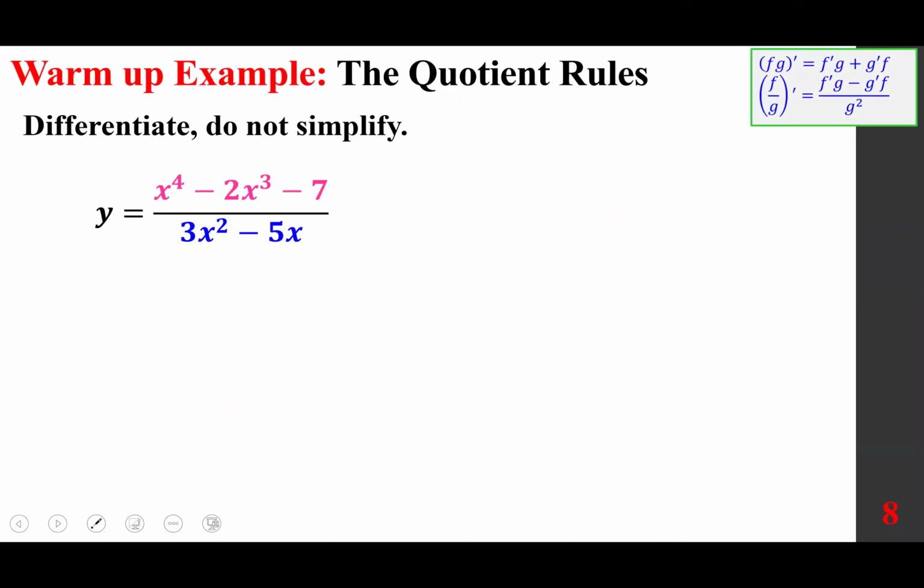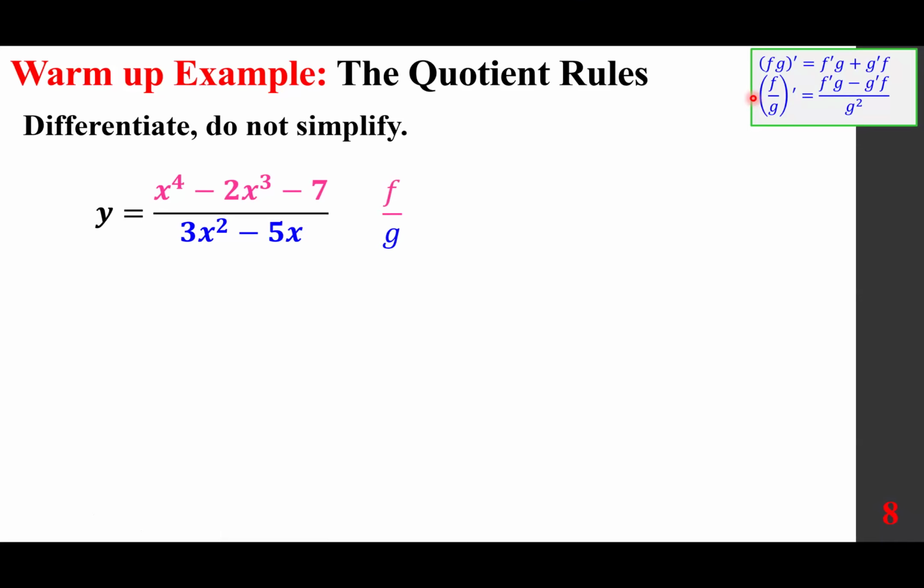Here's a warm-up example for the quotient rule, and I'm using the same f and g that we used for the product rule. The top is the f function, the bottom is the g function. And again, this is a shorthand notation I'm going to stick with. It goes a lot faster than if you have seen this before, slightly in a different format.